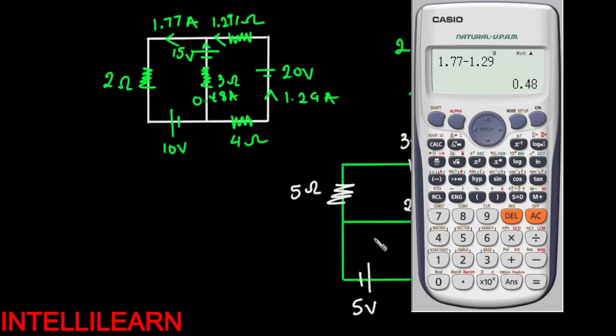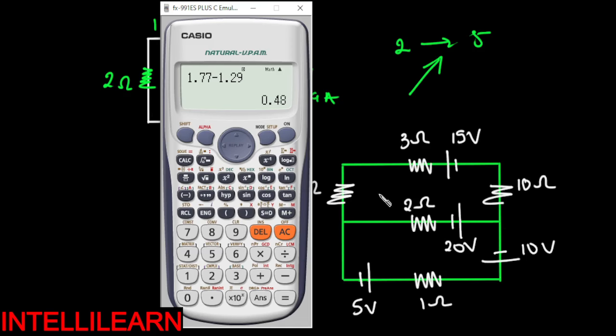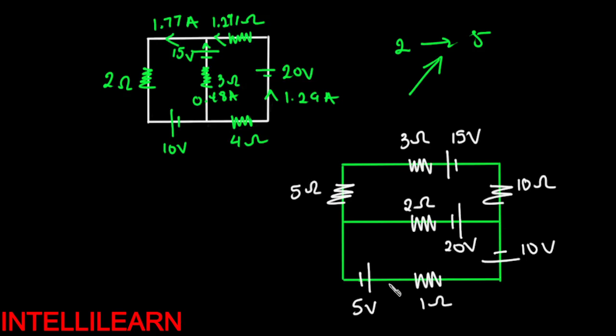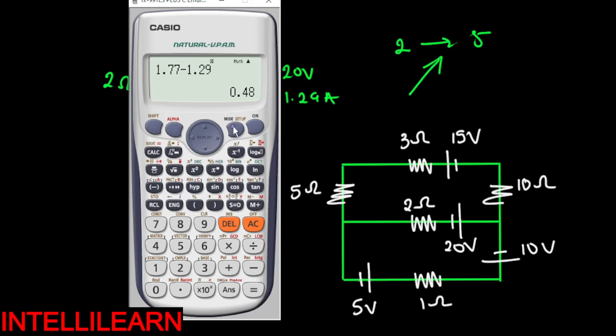So this is another one. Let's see what will happen. You can take this upper one as the first loop, and this lower one as the second loop. Then you go clockwise in both loops, right?